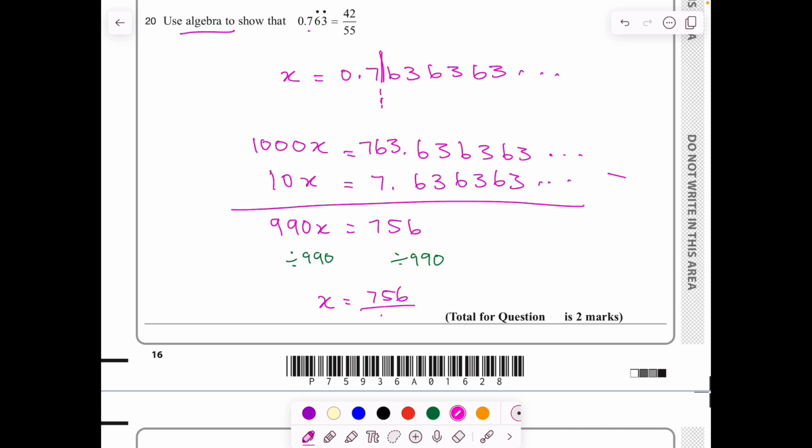756 over 990. So it's saying that's what the recurring decimal is, but we can simplify it. And so the biggest number that goes into both top and bottom is 18. So divide it by 18. And I end up with my fraction being 42 over 55, which is what I wanted in the first place. So that one is fine.